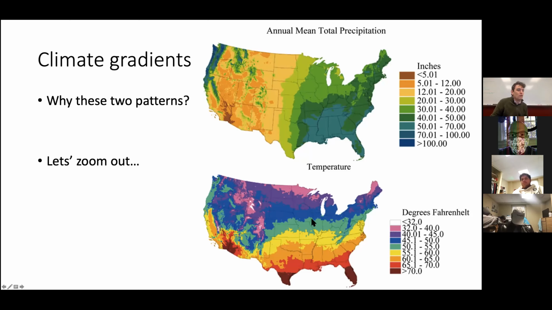So we can sort of overlay these two things and get a sense of why the prairie looks the way it does and when it greens up and when things grow. So why do we have these two gradients at all? Well, let's go really big picture now.